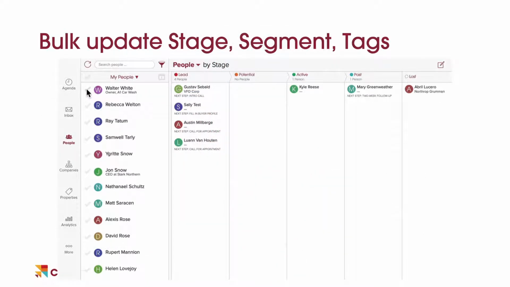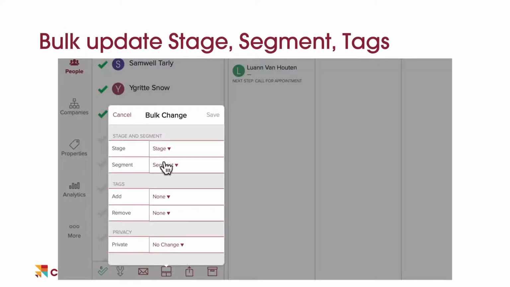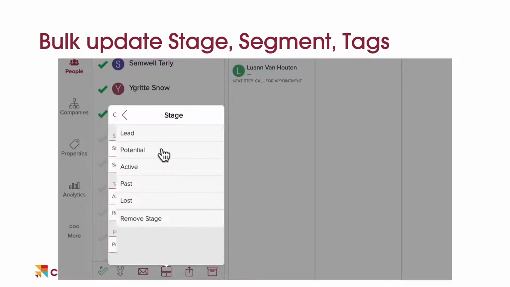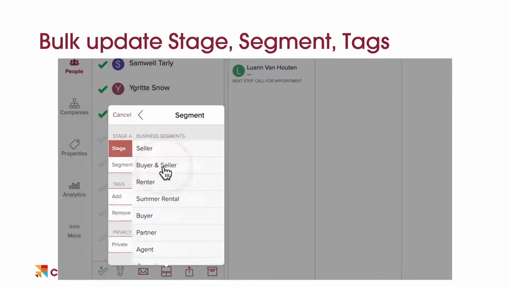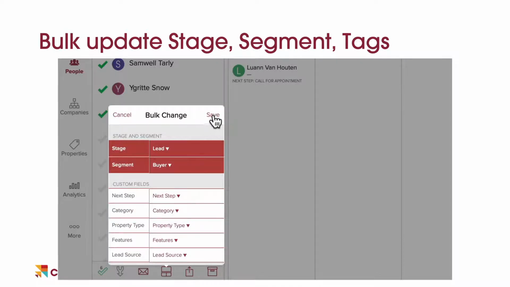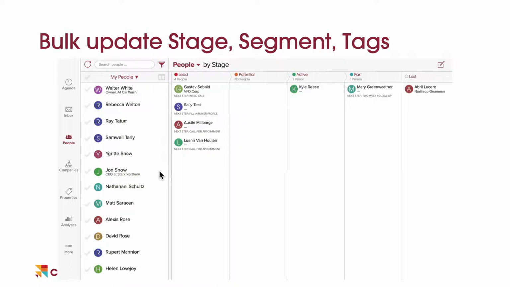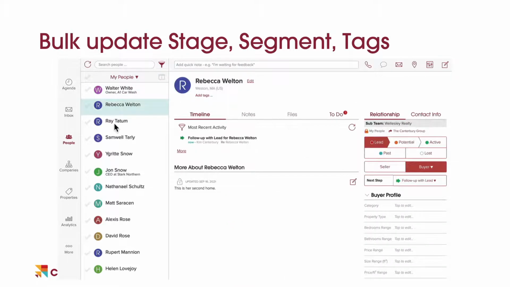So you can see in this example, I'm tapping on the check marks next to their names, selecting some contacts. Then I tap on the bulk change icon, and then I make my selection, selecting a stage and a segment. And then I tap on save. This is going to update all of the contacts I selected in one action, as you can see here.